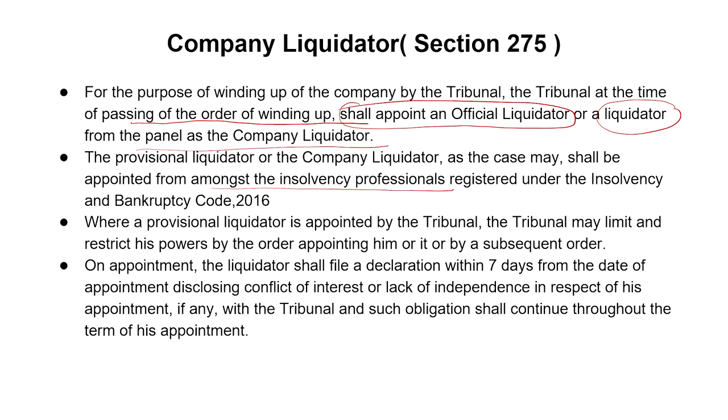Where a provisional liquidator is appointed by the tribunal, the tribunal may limit and restrict his powers by the order appointing him or by a subsequent order. That is the absolute power in the hands of the tribunal or court. When they appoint a liquidator, they give the powers to the liquidator in a restricted manner, or full-fledged powers are given to the liquidator. That is the total discretionary power in the hands of courts and tribunals.